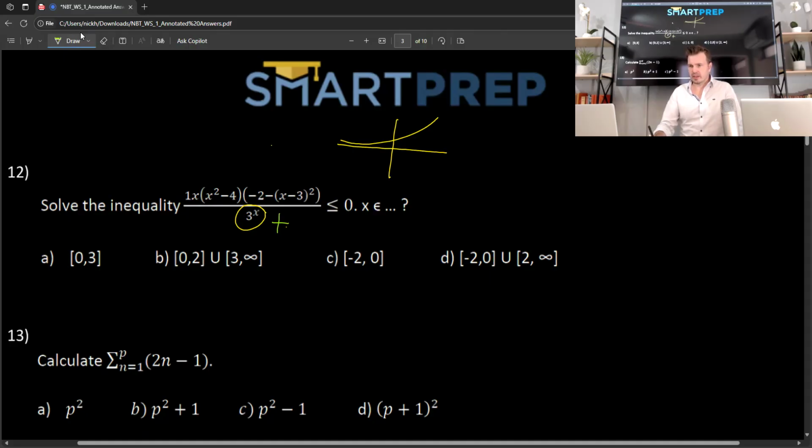Because if x was 0, it would be negative 3 times negative 3, which would be 9. So because this is a square, even if it was a negative inside the brackets, when you multiply a negative by a negative, you get a positive. So that's always positive. But now we have negative 2 minus a positive, and this now always is going to be negative.